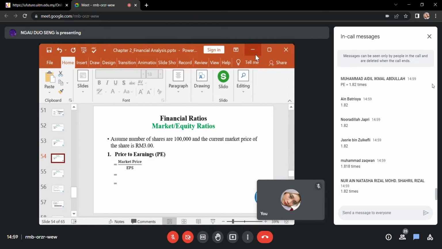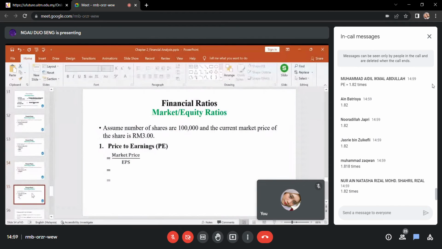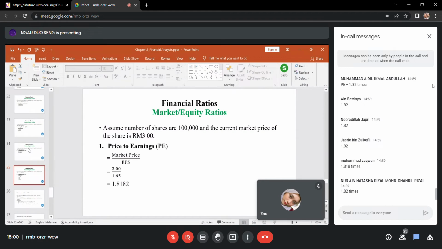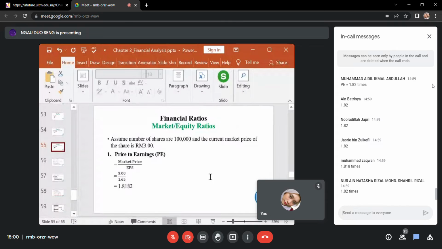All right, so we check. We have market price 3, and earning per share we have calculated earlier, RM1.65. So we just put here. Then we have 1.8182, which rounded is 1.82. Okay, so this one is the PE.